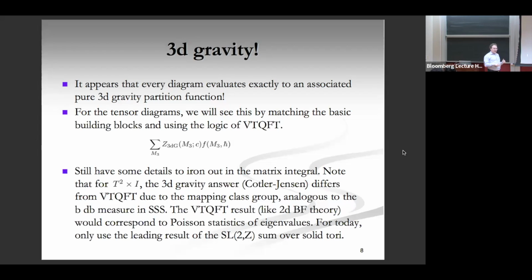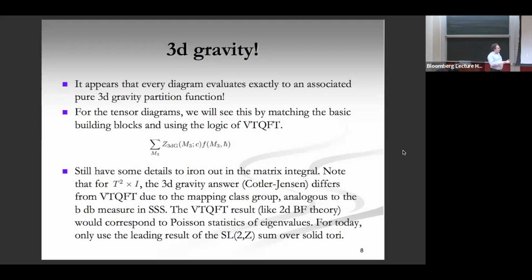And for that kind of manifold, which is not hyperbolic, the 3D gravity answer, in this case computed by Cotler and Jensen, disagrees. It's not equal to the Virasoro TQFT computation. This is really due to the mapping class group of 3D gravity. It's completely analogous to something that happens in 2D JT gravity. If you compare the JT gravity partition function on the double trumpet with the 2D BF theory partition function on the cylinder, they don't agree, for essentially the same reason.